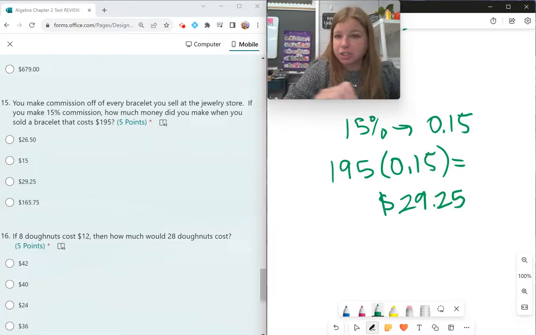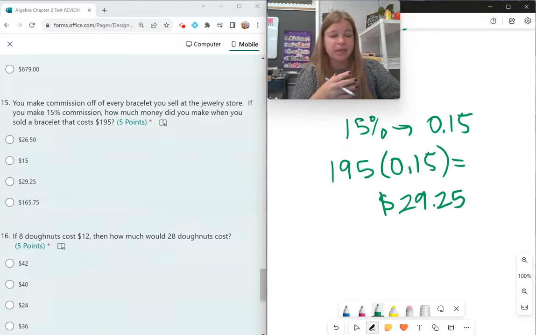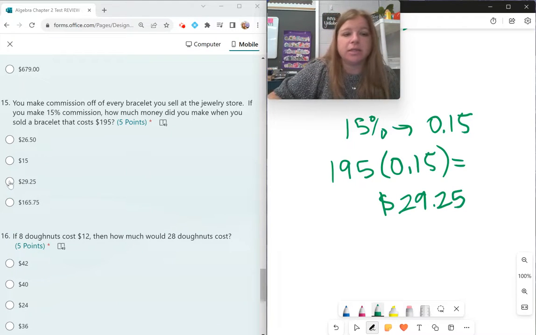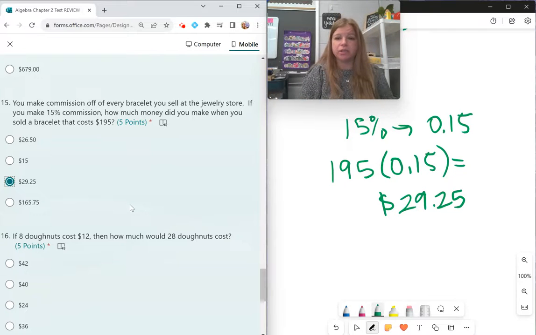Now, because it's commission, it's not tax. I'm not adding that price on. It's not a discount. I'm not subtracting it. That is truly just my answer. So it's really just finding 15% of 195. I made $29.25.